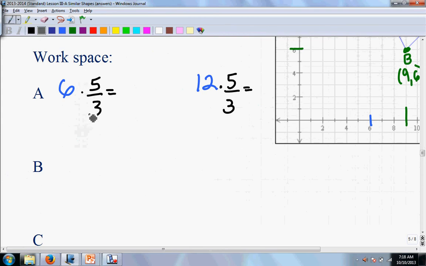Okay, do this first one with me. 3 goes into 6. How many times? 2. So then I take that 2 and I'm going to bring it around to the 5. 2 times 5, my new coordinate is going to be 10. Let's do this again over here. Draw an arrow from 3 to 12. 3 goes into 12 4 times. Bring this little arrow around, put the little 4 there. 4 times 5 gives me 20.